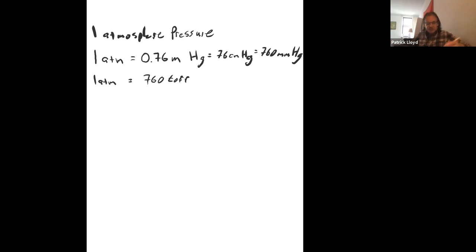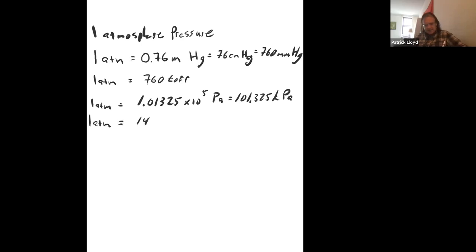But then we've got this Pascal, right? So 1 atmosphere is also 1.01325 times 10 to the 5 pascals. There I just put it in scientific notation, but it's also equal to 101.325 kilopascals. So a lot of units here. Are these all of them? This isn't even all of them. There's another one: 14.7 PSI, pounds per square inch.